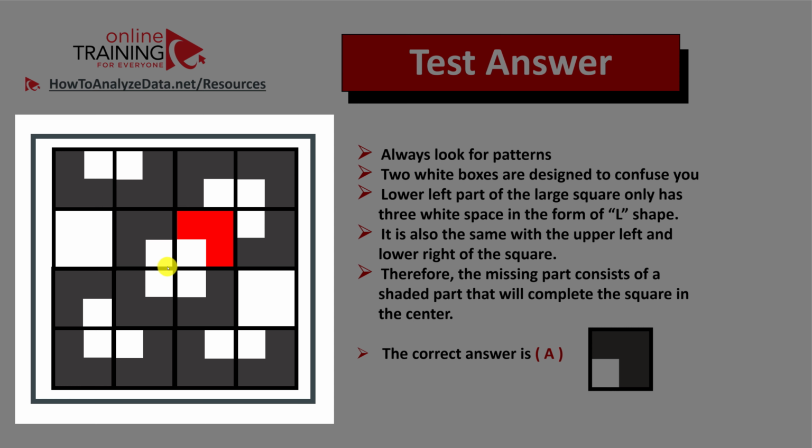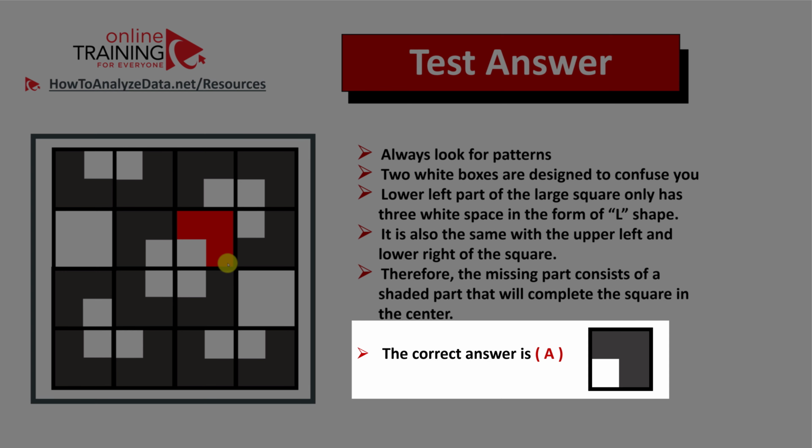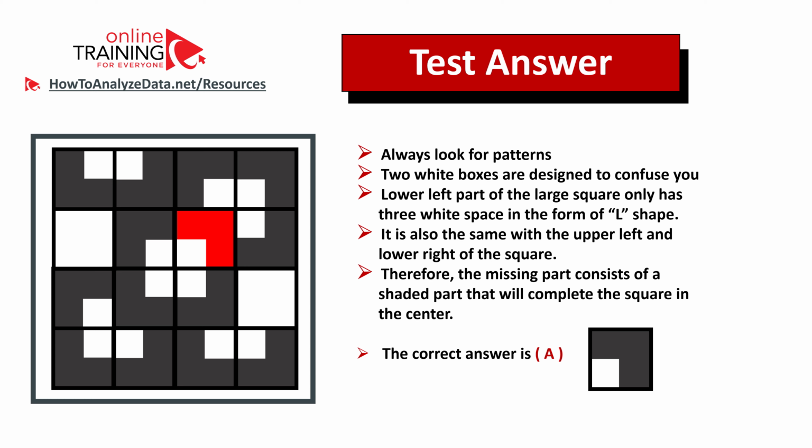A couple of important considerations when answering this question. 2 white boxes are designed to confuse you. The lower left part of the larger square only has 3 white spaces in the form of an L shape. A similar symmetrical pattern follows in the upper right corner. This is why the missing part consists of the shaded part which completes the square in the center. So the correct answer here is choice A. Hopefully you've nailed this question and now know how to answer similar problems on the test.